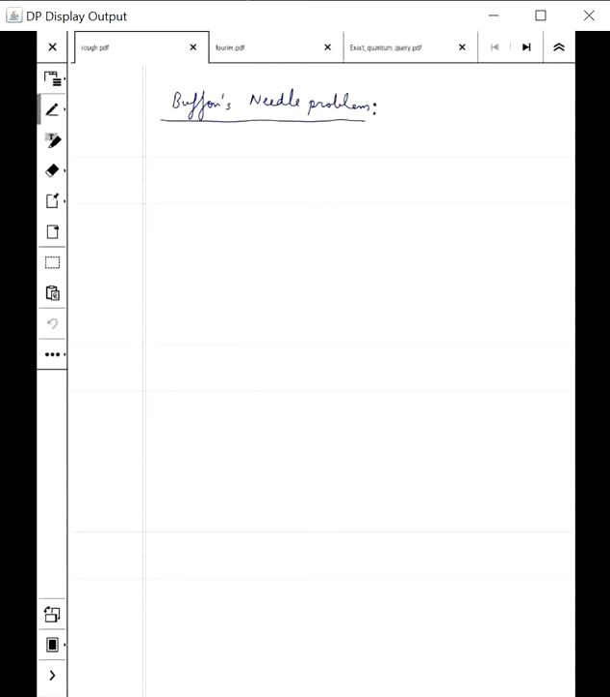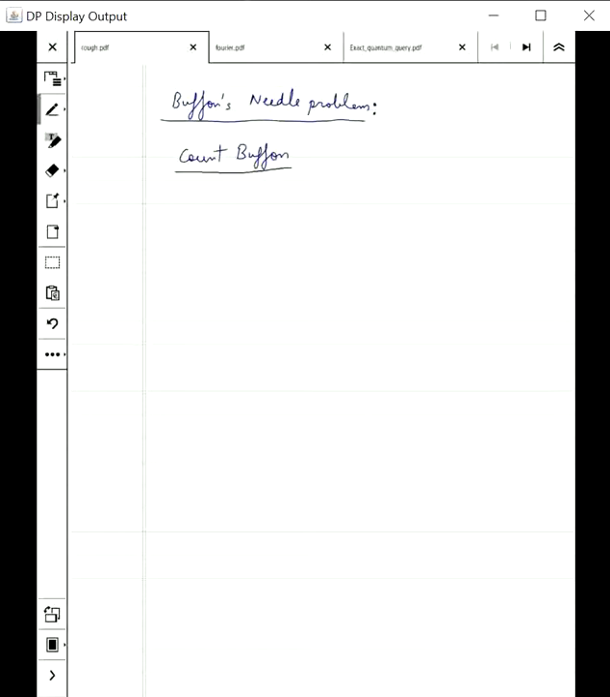Today we are going to see a very old and popular probability problem. It's known as Buffon's needle problem. It originated in the 18th century, and the person who was responsible for this problem was known as Count Buffon.